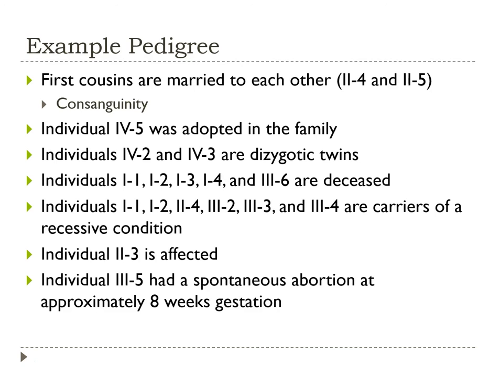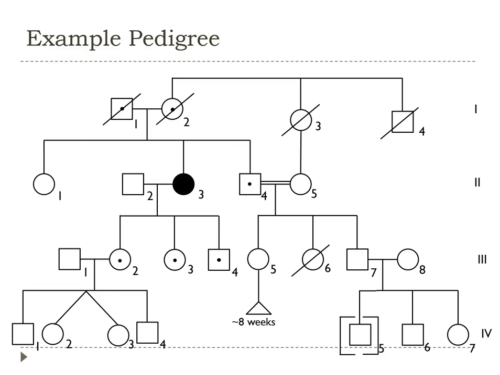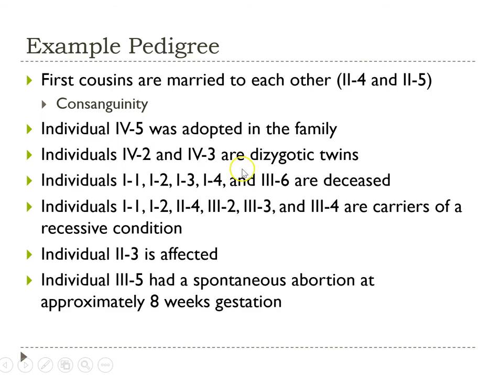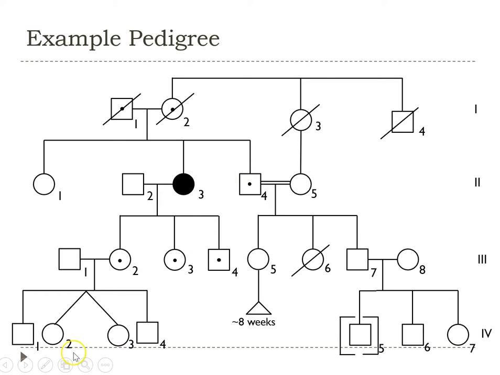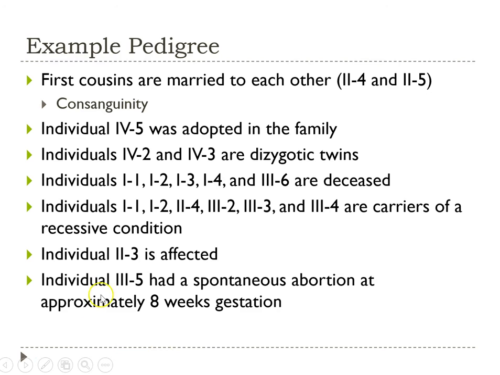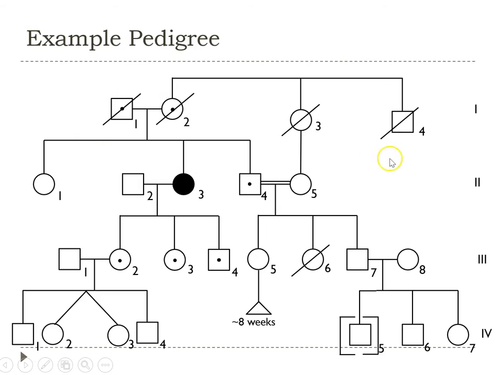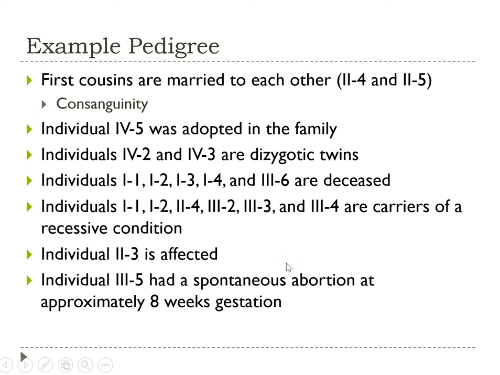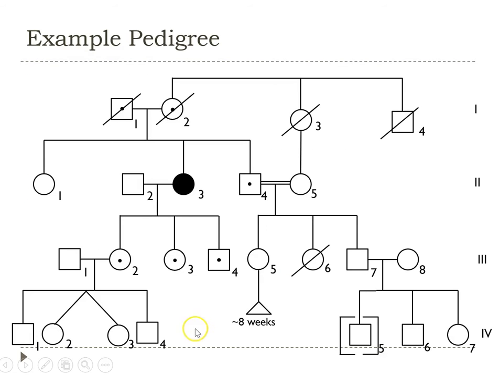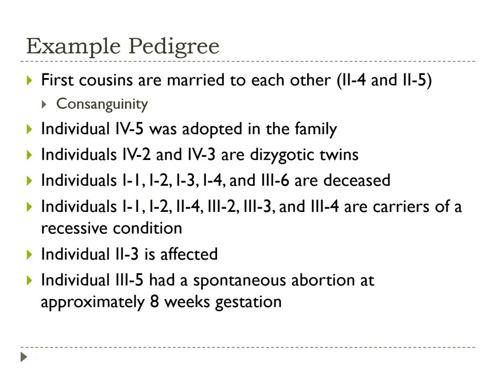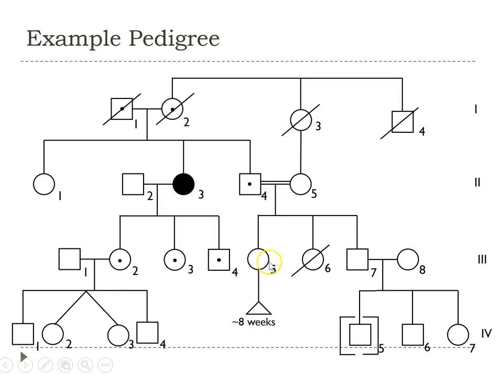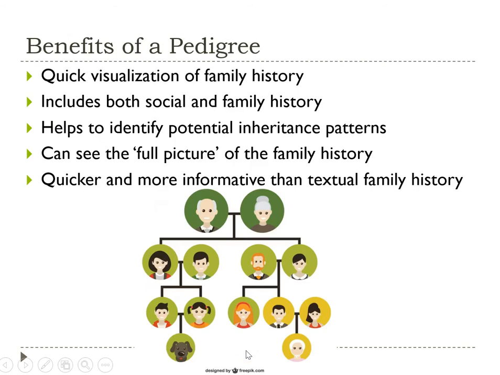So first cousins, and then if you go back, you can see generation 2, 4, and 2, 5 are first cousins. 4, 2, and 4, 3 are dizygotic twins. Individuals 1, 1, 1, 2, 1, 3, 1, 4, and 3, 6 are deceased. Individual 2, 3 is affected with a disorder, and 3, 5 had a spontaneous pregnancy loss, so here's number 5 at 8 weeks.